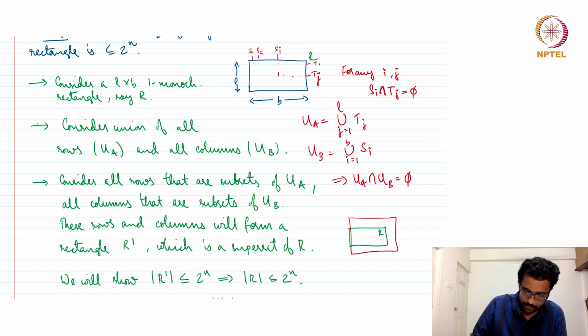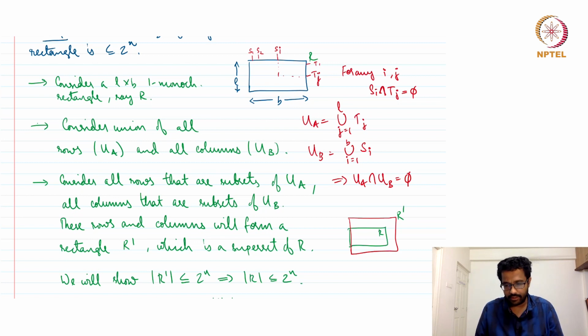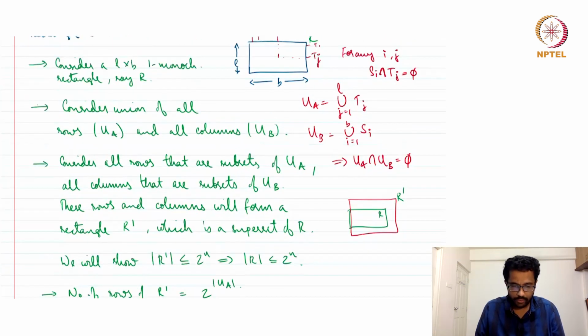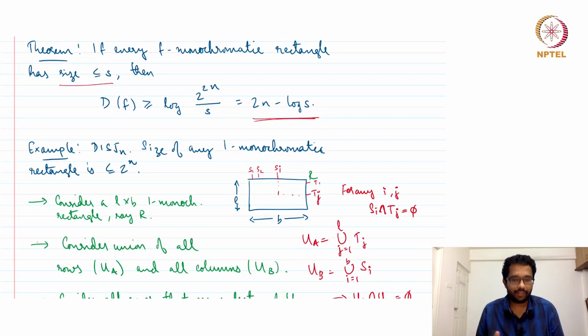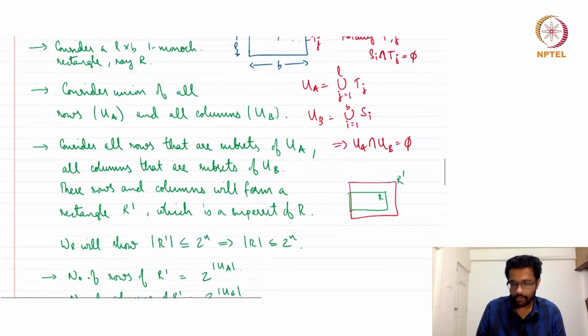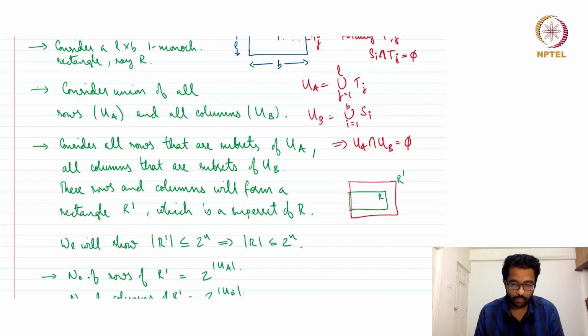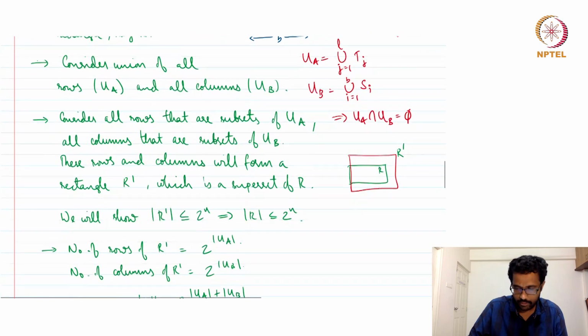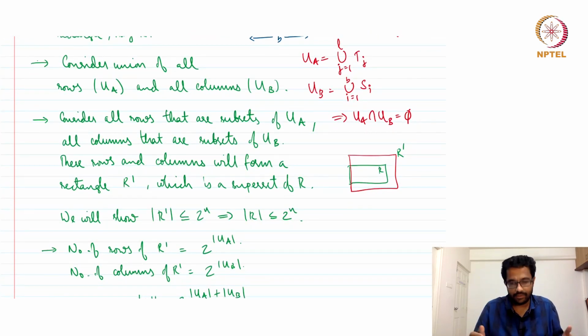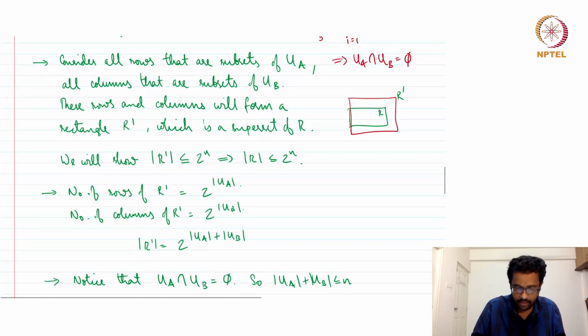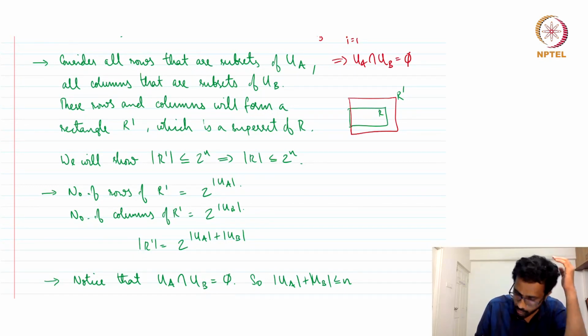So now consider this matrix R prime, and the claim is that R prime is a superset of R, which is also not very difficult to see. We wanted to show that any one monochromatic rectangle is of size at most 2 power n. So we want to show R is of size at most 2 power n. In fact, what we will show is R prime is of size at most 2 power n. Which means R prime is a superset of R, which implies R is also of size at most 2 power n. How will we show that?